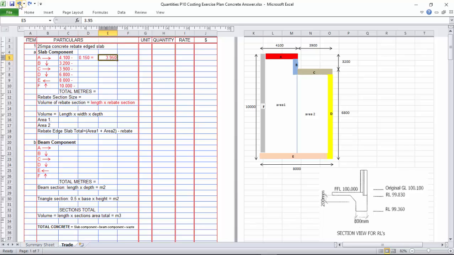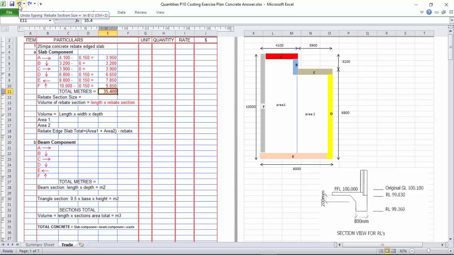All right, now A has a deduction of 150, B has no deduction. It's the same length as what we have here on the plan, 3.2. It's moved back a little bit. Okay, so there's no deduction. So we have 3.2. C has no deduction as well. D has a deduction. E has a deduction. F has a deduction. And when we total all these figures together in this column, we get 35.4 meters of rebate around the edge of the slab.